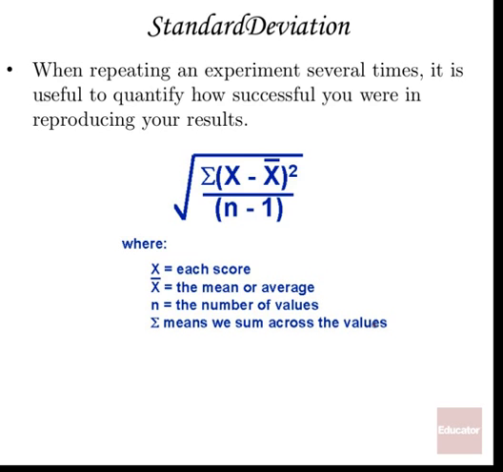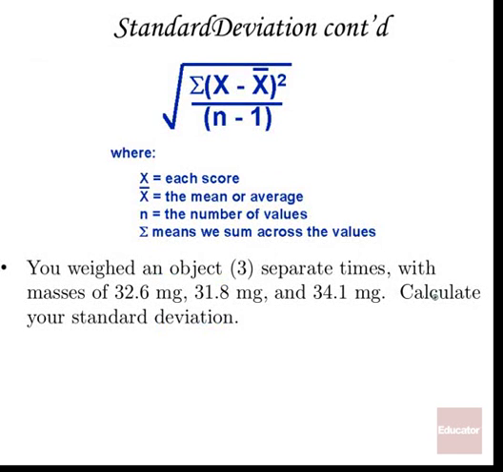Standard deviation has the following equation. It's equal to the square root of all of these terms, where x is basically each individual score. x bar is simply the average of all the x's. N is the number of values, or the number of trials. And summation, of course, means we're going to add up across all the values. Let's go ahead and illustrate the use of this equation. It looks like a lot, but it's really not too bad.